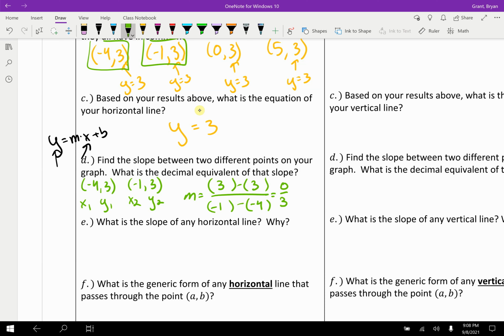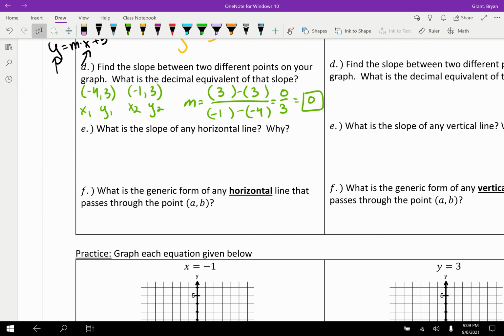If you try that on your calculator, though, 0 divided by 3, you will get 0. And in fact, that shouldn't surprise you. We discussed it last class. The slope of any horizontal line is 0. And that is because there is 0 steepness to your line.